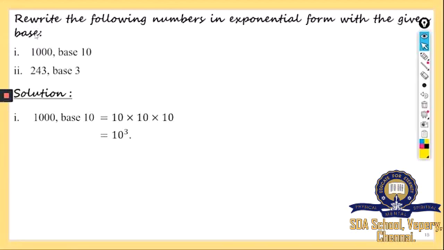So for the second question, 243, you have to write it in exponent form with the base 3. So how will you write? How many 3's you have to write? Yes, very good. 3 power 5 is 243.